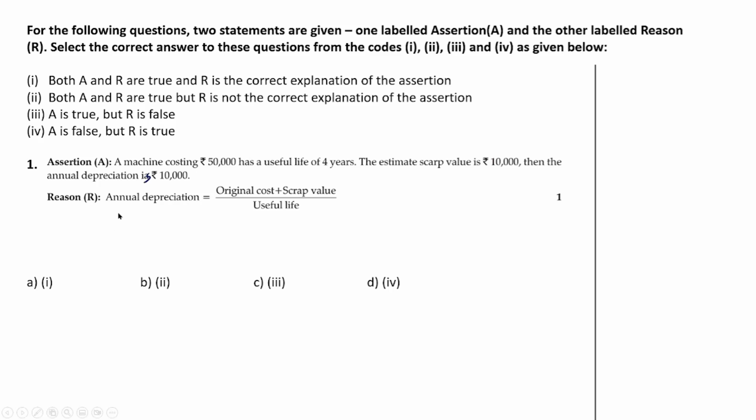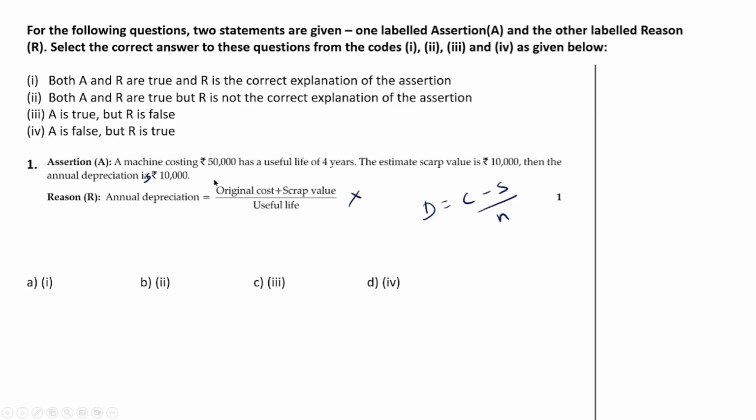So here we can see that it is a depreciation question. The assertion is given: the cost of the machine is rupees 50,000, it has a useful life of 4 years and the estimated scrap value is rupees 10,000. We have to check whether the annual depreciation is rupees 10,000 or not. In the reason, they have given annual depreciation is original cost plus scrap value. So the reason is wrong. Depreciation is original cost minus scrap value upon useful life in years, so it is C minus S upon N. But here they have given plus. So the reason is false. So the only option we have is the third option where A is true but R is false.